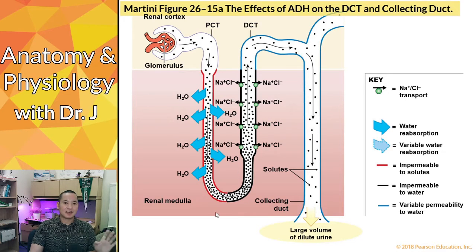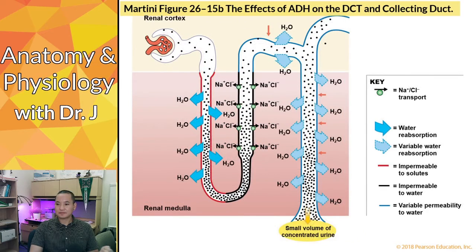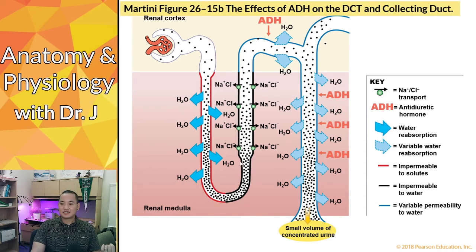Now, remember, diuresis refers to the production of urine, right? But the A in ADH stands for antidiuretic, so you want to produce less urine. Now, how does it produce less urine? What happens is that ADH acts upon the DCT and also the collecting system. What ADH does is it opens these little channels called aquaporins in the membranes of the cells that line this area.